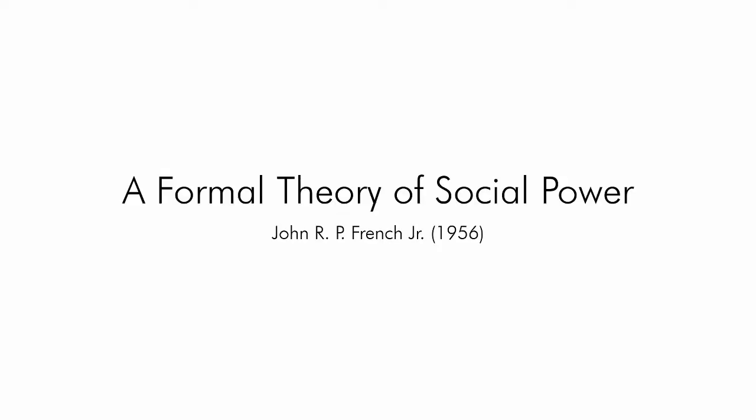I'm going to review a paper by John R.P. French from 1956, which is called A Formal Theory of Social Power. In my opinion, it's very instructive in terms of understanding what later opinion dynamics models are doing. And the model that underlies this theory is not an agent-based model, but it's very useful to understand agent-based models that try to model this phenomenon.